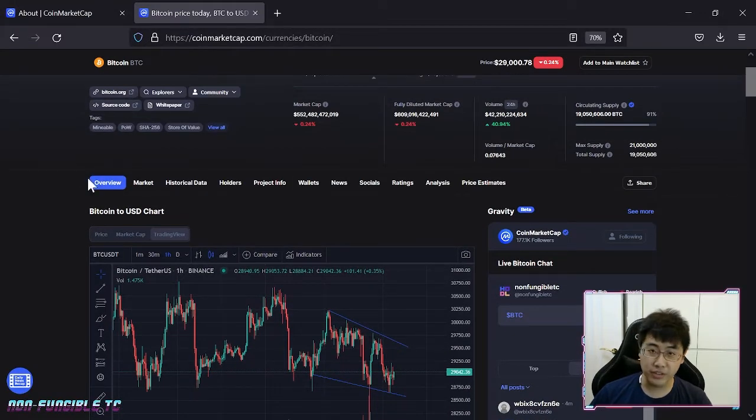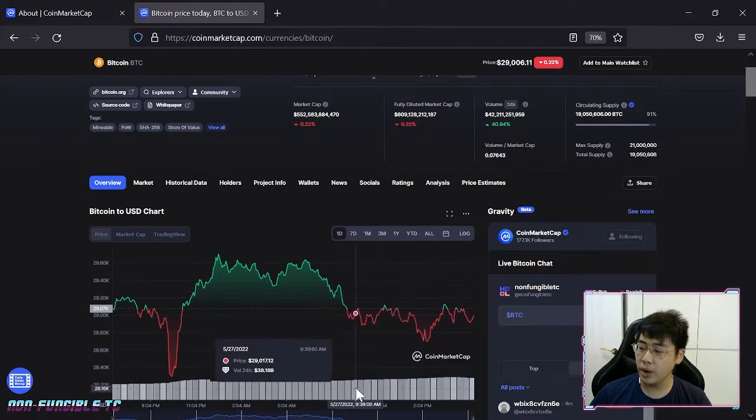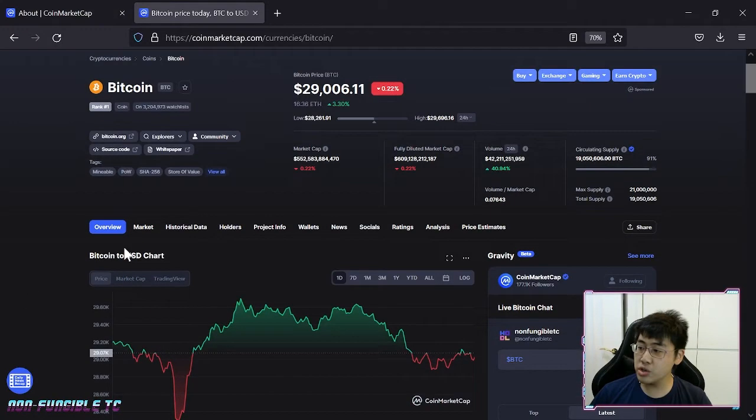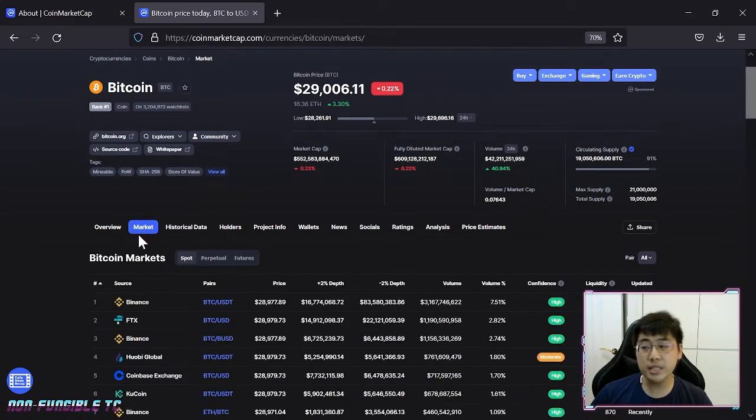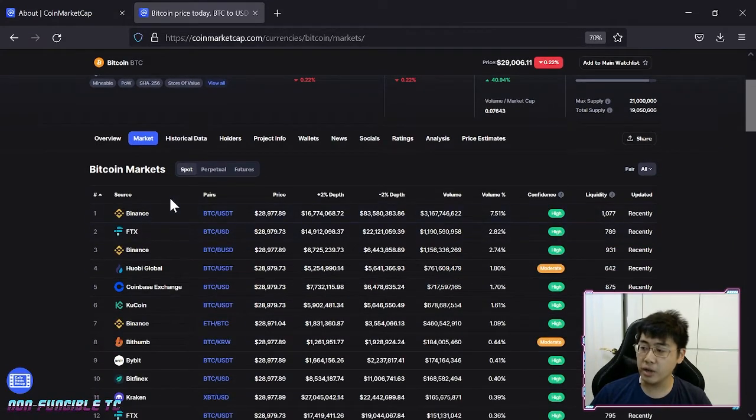So overview is just what I've shown you, right? The price, trading, and then what the crypto is all about, right? But then you also have this thing that says market. What is market? So basically market, are traded in spots, perpetual, and futures, right?